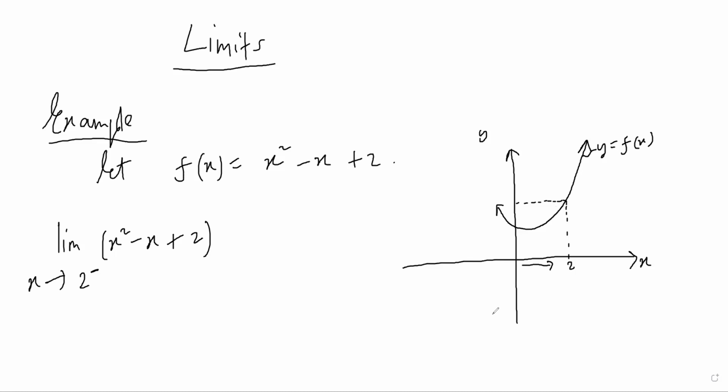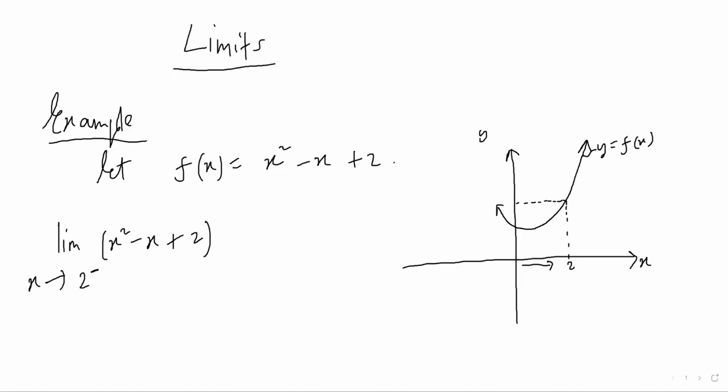So how do you find this limit? Well, we can use a table to find the limit of this function when the x values are approaching 2 from the left. And how do we use the table? Let's go to the next page to show this. A table that we use looks like this. You just draw a table that looks like this.